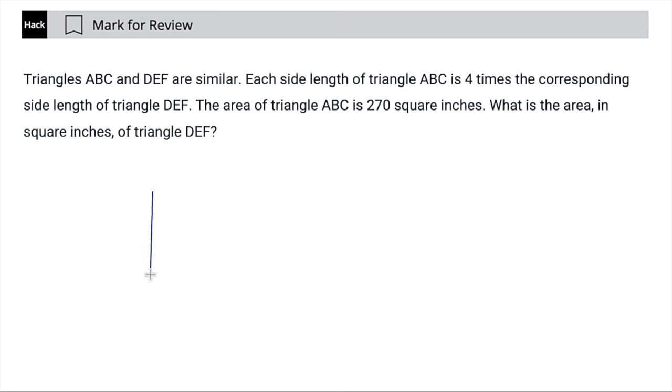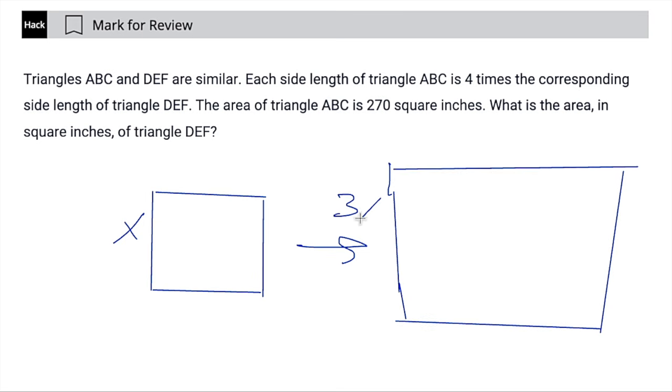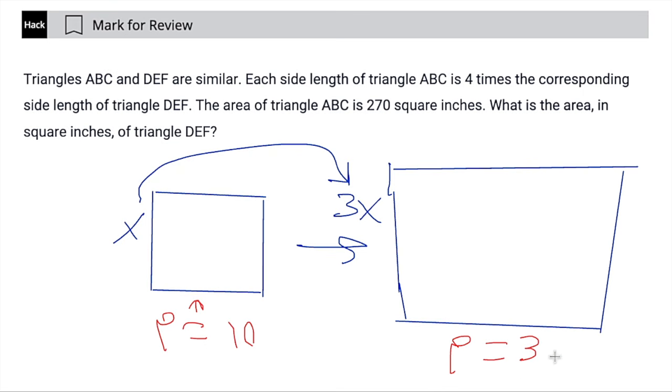All right, next up, we've got the side scaling hack. Basically, if you're given the side of any sort of polygon, let's just go with a rectangle, and we say that this is X and there's a similar rectangle that is larger, and this is 3x. So a given side of this rectangle is 3 times bigger than the other rectangle. If you're dealing with perimeter, you can take that same scale factor of 3 and apply it. So if I said that the perimeter of the small one here is 10, then the perimeter of this bigger one would just automatically be 30.